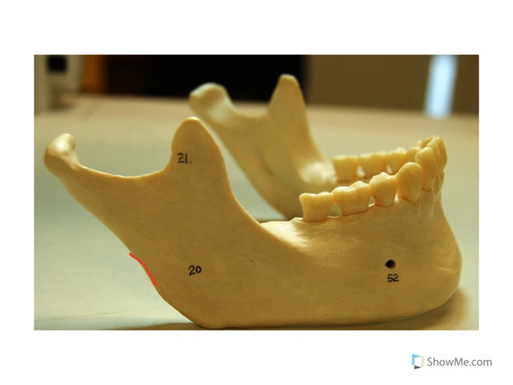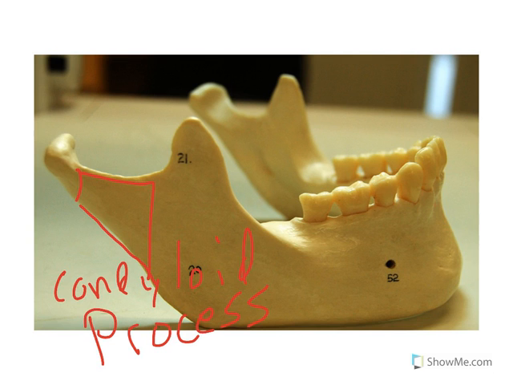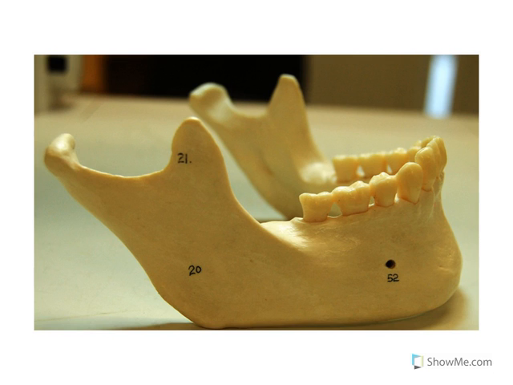And we're going to continue upwards for this process here. This is the condyloid process. And if we come from the condyloid process, we're going to have this area here, the notch. And we move up from the notch and we find this process, the coronoid process.